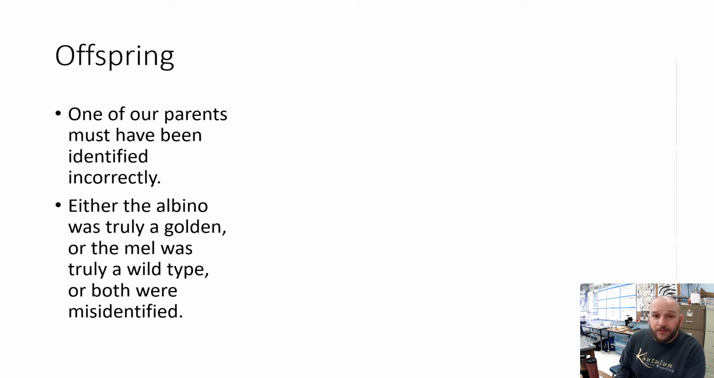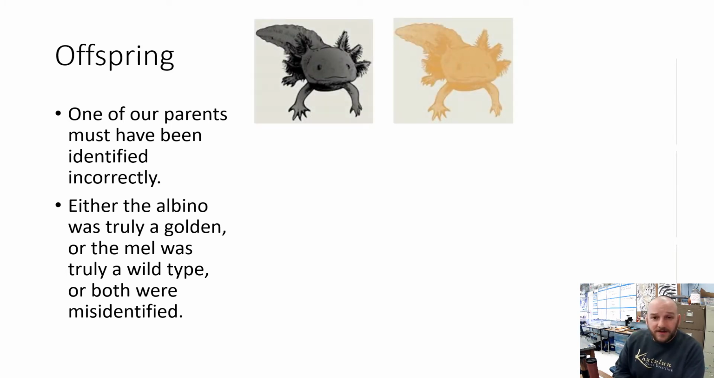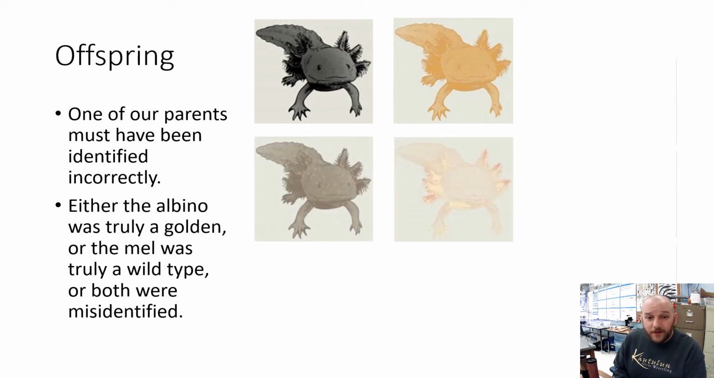And so really there are 3 possibilities. One is one of our parents was melanistic, but the other parent, the female in this case, was a golden albino. Another possibility is that the male was a wild type and the female was a regular albino. Again, in these cases, you can see now where the erythrophores come from. In the first option, it comes from the golden female. In the second option, it comes from the wild type male.